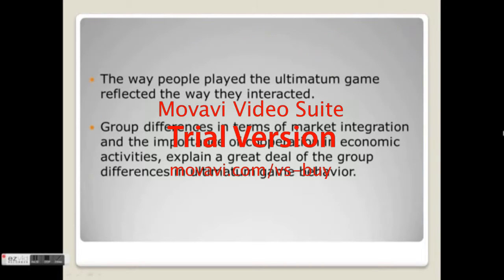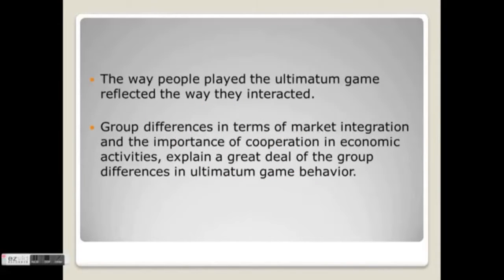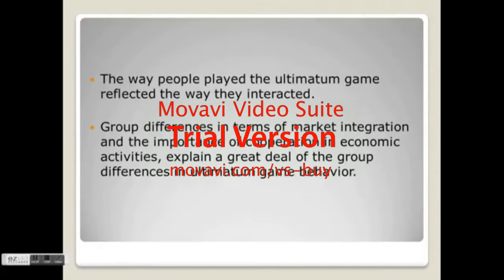Another thing for how the results turned out the way they did is that the way people play the Ultimatum game reflected the way they interacted. For example, in cultures where gift giving is important, proposers often made what were called hypergenerous offers, in which the proposers kept less than they offered the responder. So the group people live in actually definitely changes the way people play.